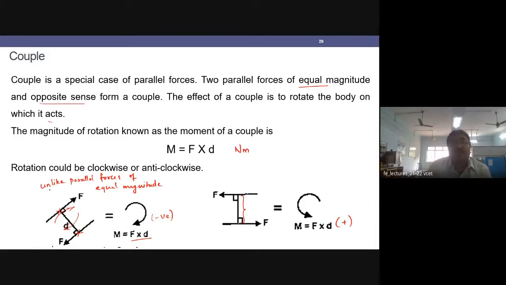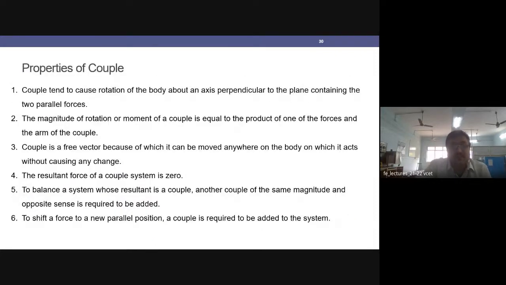Then for the body to be in equilibrium, I should add a moment of equal magnitude, M equal to F into d, but in the opposite direction. Only then will that system be in balance. Then if I want to move a force to a new parallel position, that will be discussed. I'll show you right now.